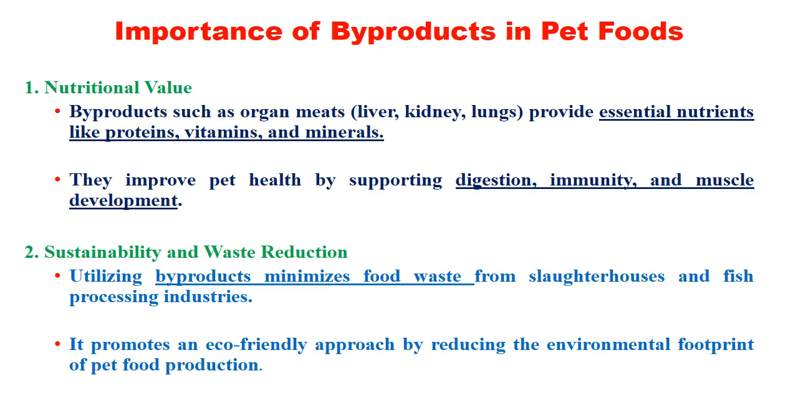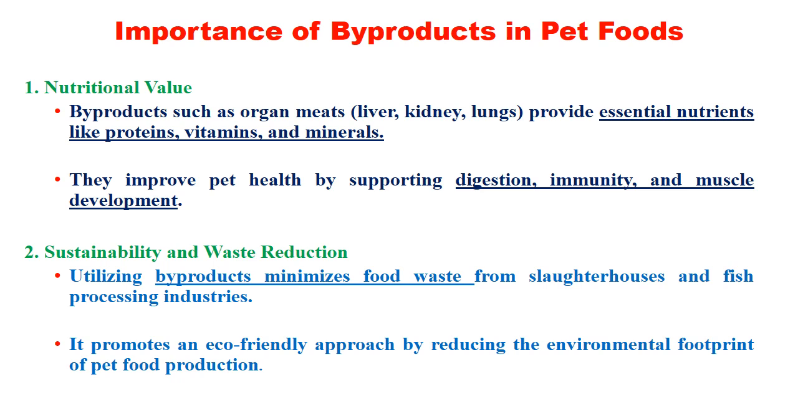Now we will see the importance of byproducts in pet foods. Firstly, the nutritional value. As I mentioned, the byproducts, particularly the organ meats, they are very rich in essential nutrients, proteins, vitamins and minerals. So that's a very important role. Then they improve the pet health by supporting digestion, immunity and muscle development.